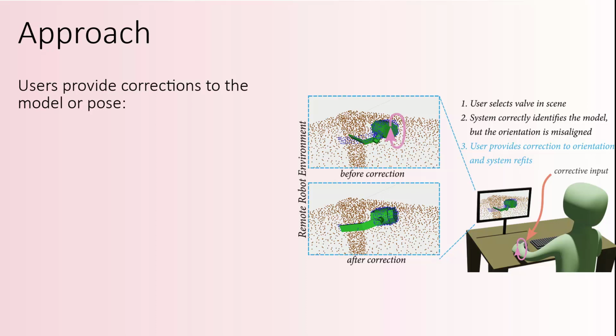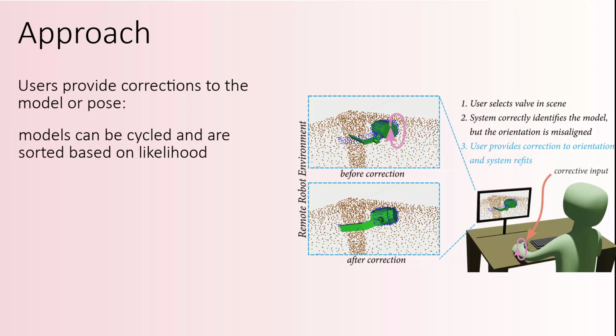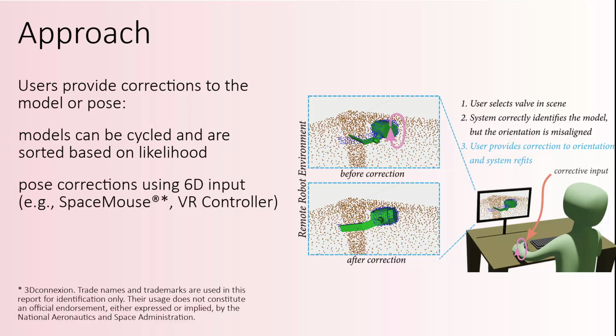After the initial fitting, users are able to provide corrections to the model or pose of the object. Operators can cycle through models, which are sorted based on a likelihood constructed from the residual of the fitting process. Operators can provide corrections to the pose using a 6-dimensional input, such as a space mouse or virtual reality controller. After the user has finished corrections, the system performs an updated ICP fit based on the new pose.